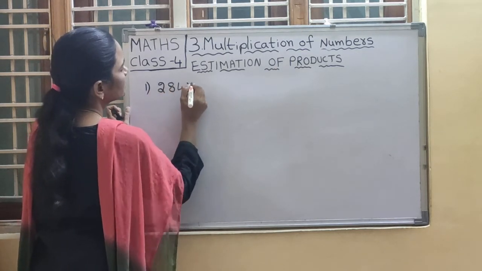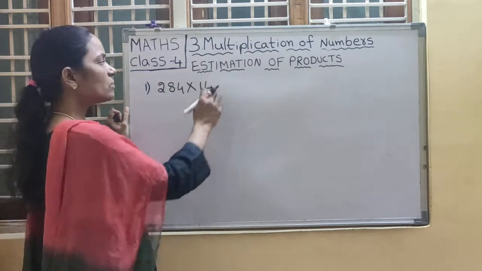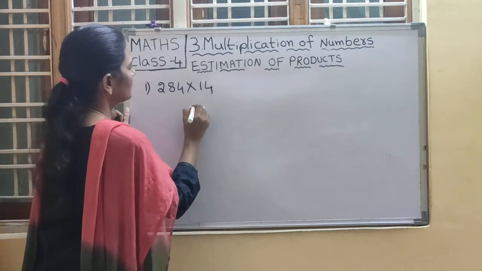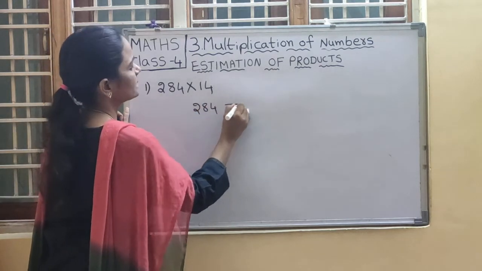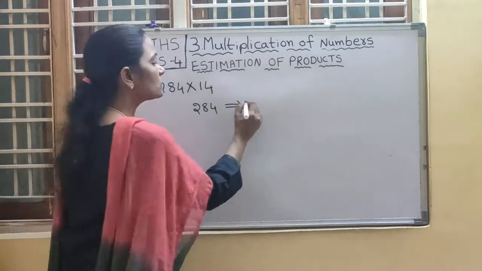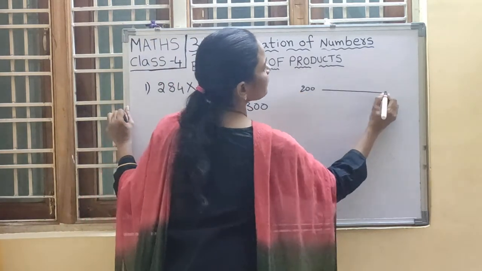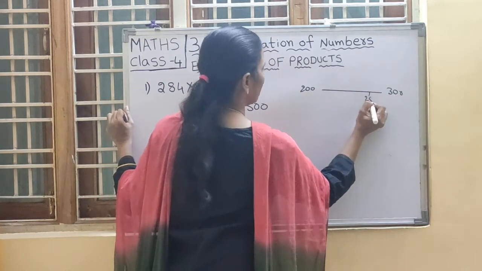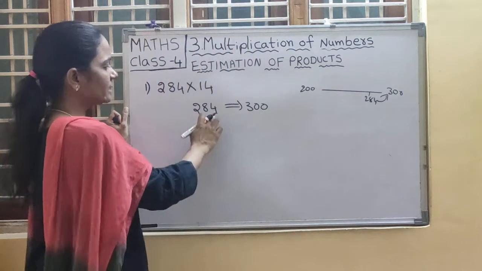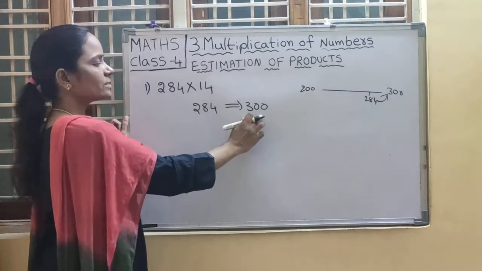284 into 14. I am going to calculate the estimation of this product. Here, 284 is rounded off to which 100, children? It is nearest to 300. Yes, it is in between 200 and 300, and 284 is close to 300. So its rough value is 300. Our estimated value of 284 is 300.